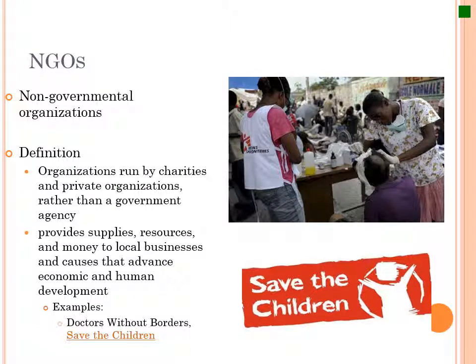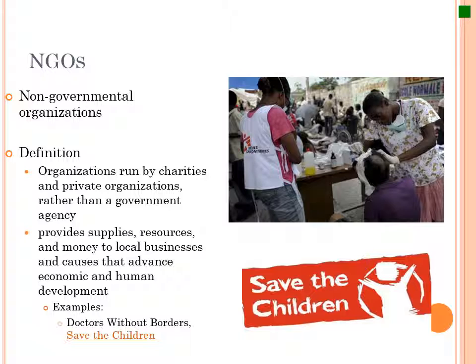All right, so another group that you will see operating today in developing countries, what we call NGOs, or non-governmental organizations. These are organizations that are run by charities and private organizations that provide a lot of services that governments would normally provide, like health services, education, economic development.